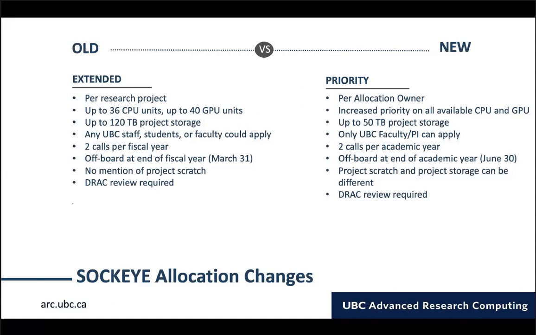Again, these are for faculty members only. Previously, we had 2 calls per fiscal year. We'll now have 2 calls per academic year with, again, allocations ending on the 30th of June. Project scratch and project storage space can be different depending on the needs of your project. Like the extended allocations, priority allocations are subject to review by our faculty resource allocation committee, who we call DRAC.